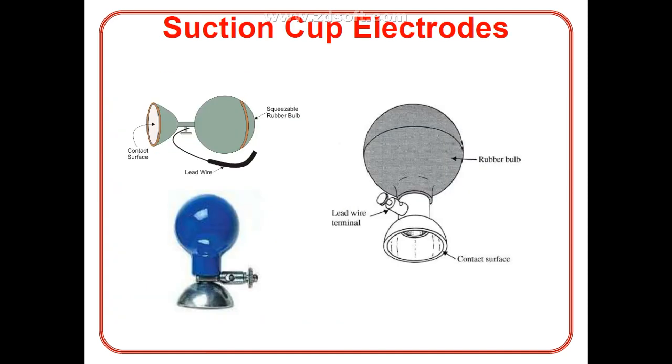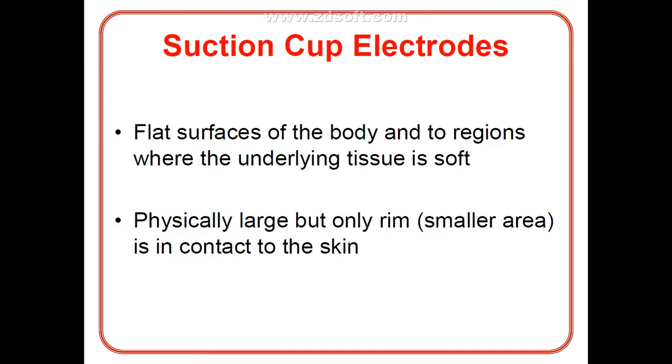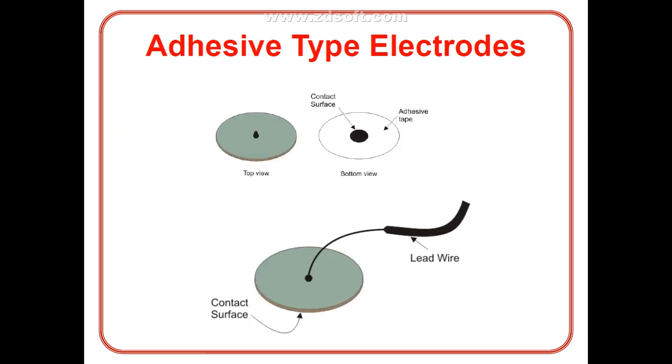This diagram shows the suction cup electrodes. Suction cup electrodes are used on flat surfaces of the body and regions where the underlying tissue is soft. They are physically large but only a small area is in contact with the skin. This is the adhesive type electrodes.